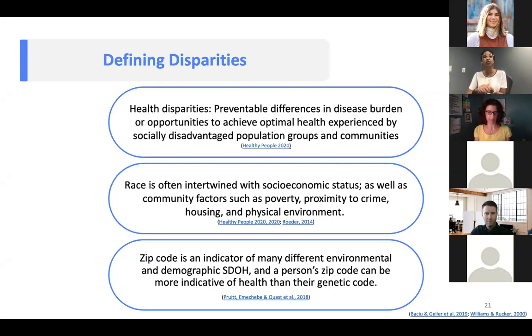Race is often intertwined with socioeconomic status. It can go along with physical environments such as poverty, violence and crime, and housing, as well as access to care. Meanwhile, zip code is also an indicator of many different environmental and demographic social determinants of health. And it's commonly cited that a person's zip code can actually be more indicative of health than their genetic code.